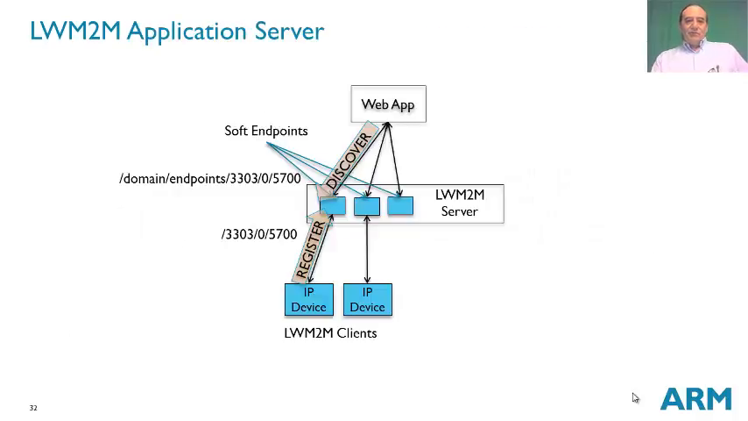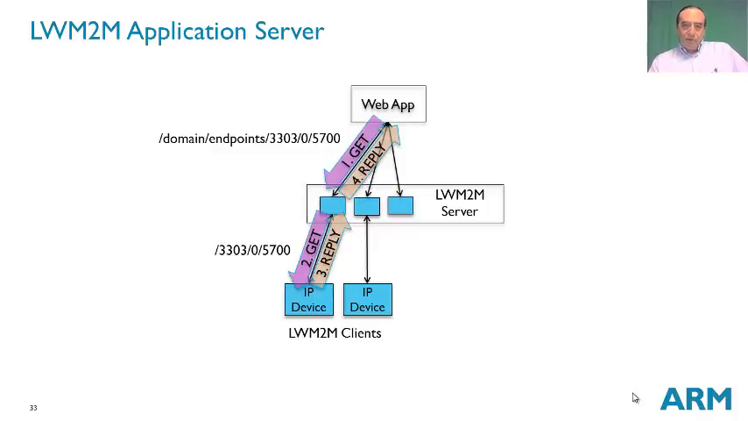The way Lightweight M2M works as an application server and proxy, shown in the next few slides, basically the Lightweight M2M server is shown in the middle, the middleware. Devices register, as we saw earlier, by posting links to their resources to the server, and then web applications discover those links by doing discover operations, basically HTTP GETs. So what we have in the server is essentially a soft endpoint that is a proxy representation of each hardware endpoint that's registered with the Lightweight M2M server. And the web application interacts with the devices through these soft endpoints.